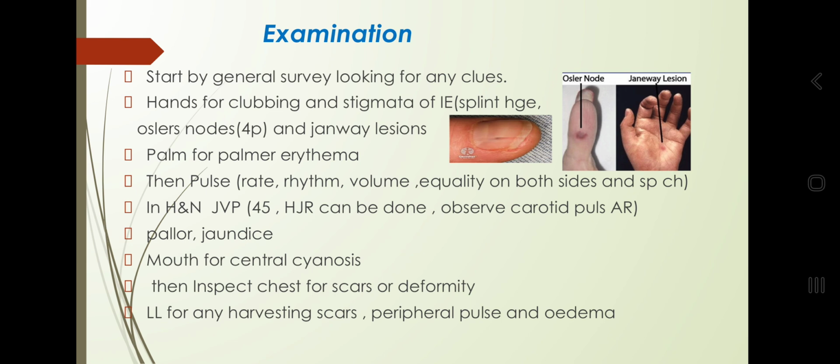Then you start by hand, searching for clubbing and stigmata of infective endocarditis in the form of splinter hemorrhage, Osler's node and Janeway lesion. To understand the difference between Osler node and Janeway lesion, Osler node is painful, pea-sized, purple in color, and present on the bulb of the finger, which is immunologic phenomena, while Janeway lesion is painless and away from the bulb and sometimes present in the sole of the feet.